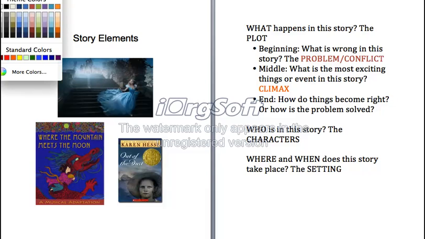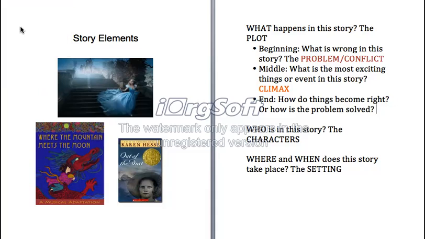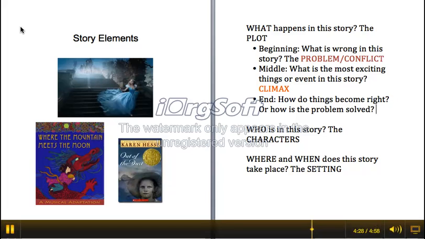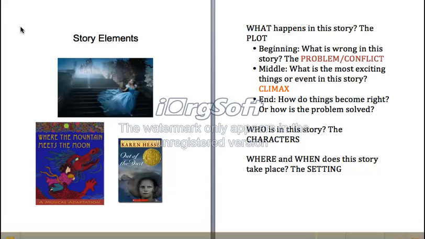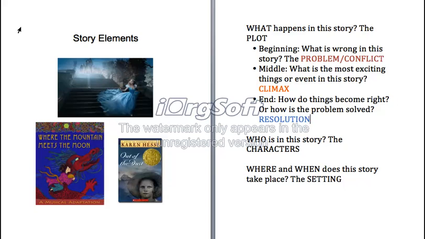Now, to end this little lesson, let's think about what the end of a story is. Things become right, or the problem is solved. Or, as we could say it differently, there is a resolution to this story. The resolution is how the problem is solved, or how the thing that is wrong becomes right.